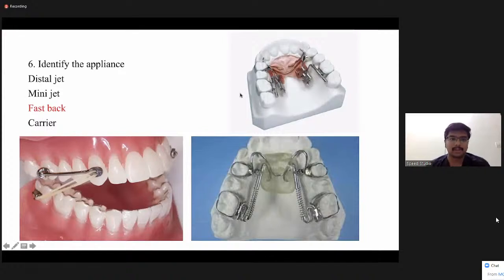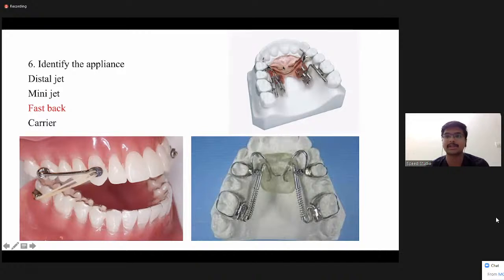So the correct answer for this will be fastback appliance. This is called a fastback appliance. This fastback appliance tends to distalize the molar by taking anchorage from the premolars as well as from the canine. There is also an acrylic plate here which tends to take the anchorage from the soft tissue and the hard palate.